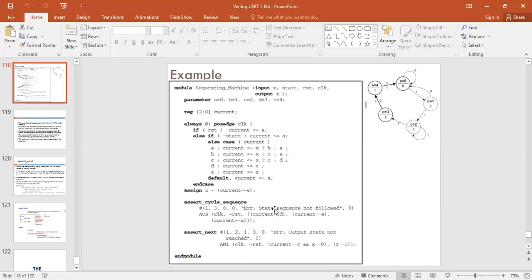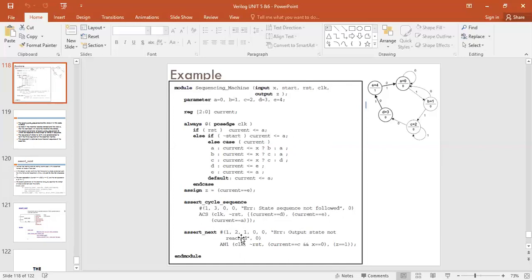And what will assert underscore next do? Output state: has it reached the output state or not. Like E is the output state here, has it reached the output state or not, that will be checked by the assert underscore next. For the output here we have to compulsorily write z equal to 1, which is nothing but the output is 1. If it has reached that, then it will say z equal to 1, else it will show that output is not reached. That is the message it will give. For that message we have to use this assert underscore next.